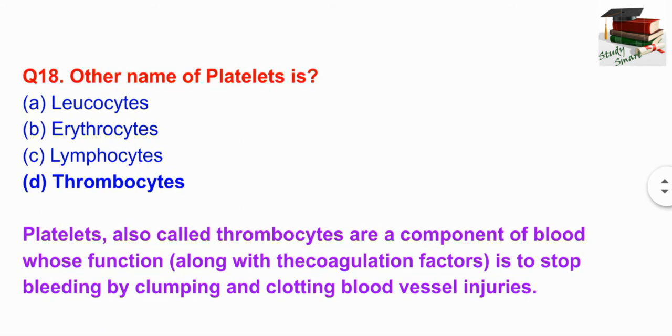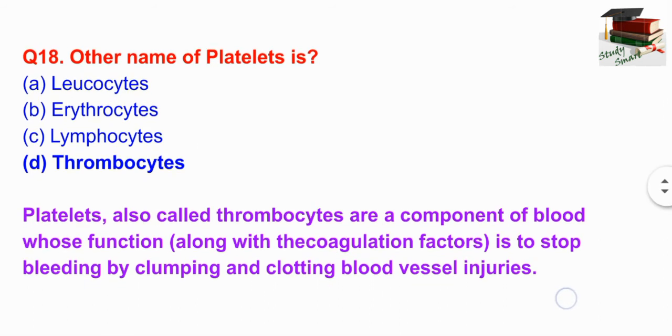Other name of platelet is this. Option A, leukocyte. Option B, erythrocyte. Option C, lymphocyte. Option D, thrombocyte. So right answer option D, thrombocyte. Platelets, also called thrombocytes, are the component of blood whose function is to stop bleeding by clotting blood vessel injury.